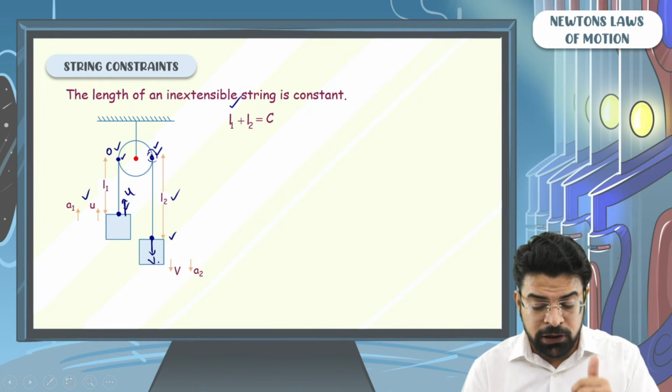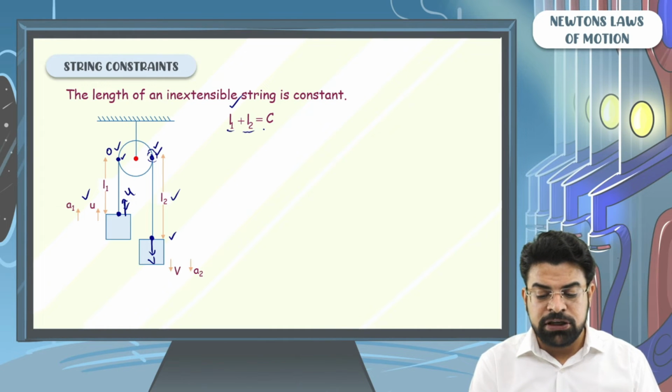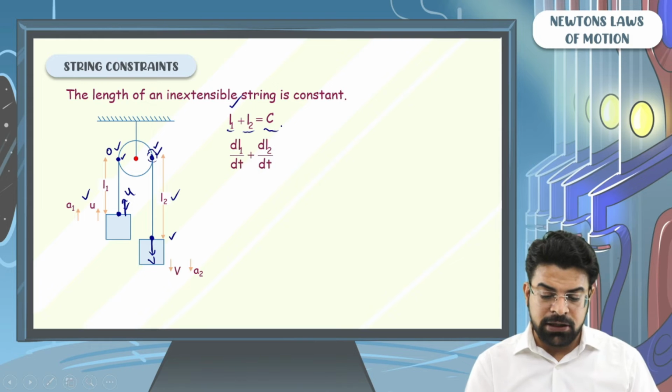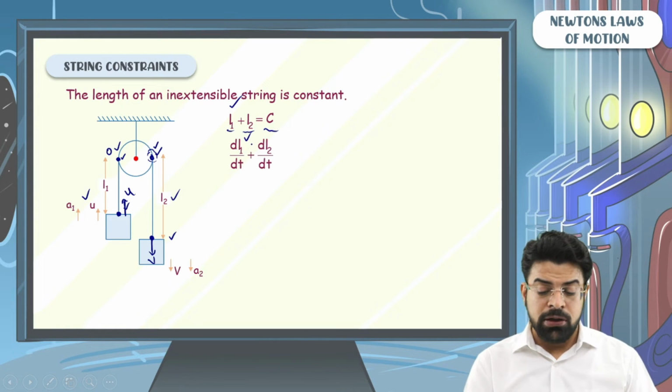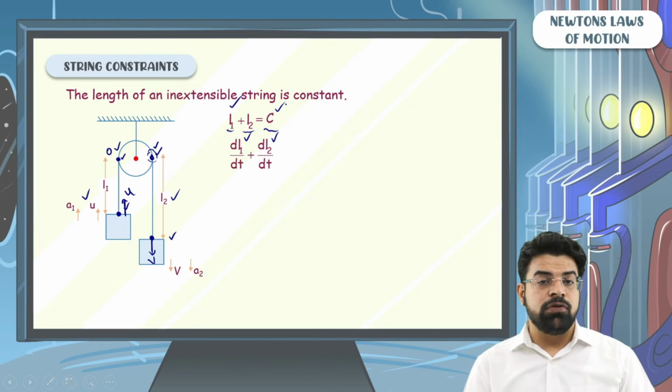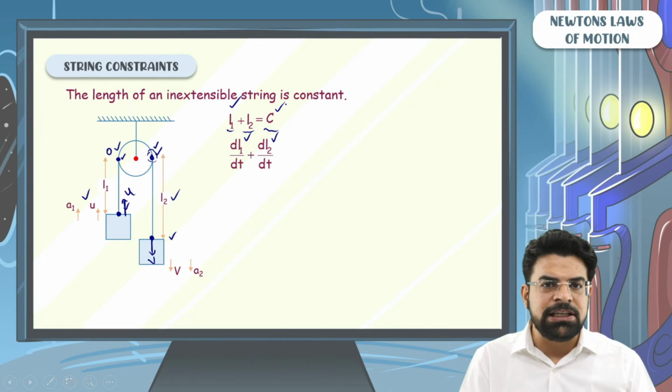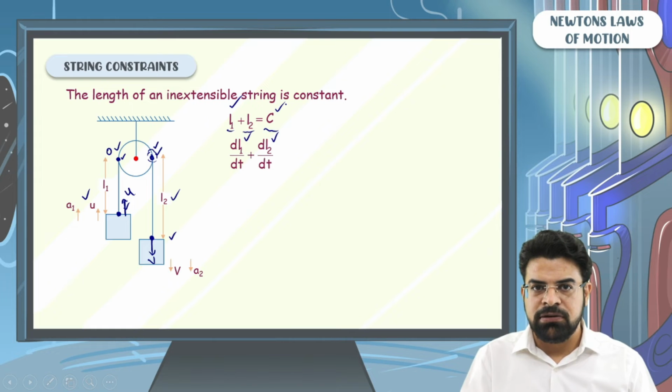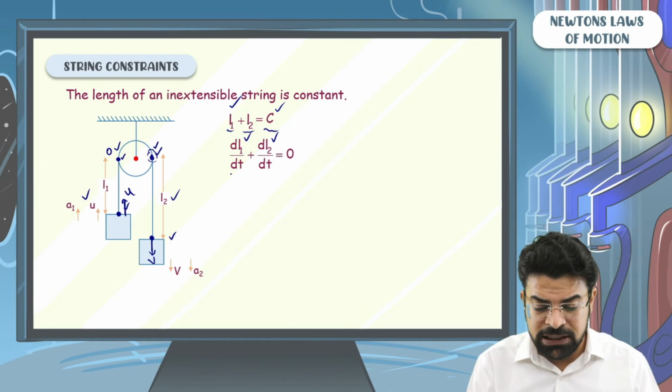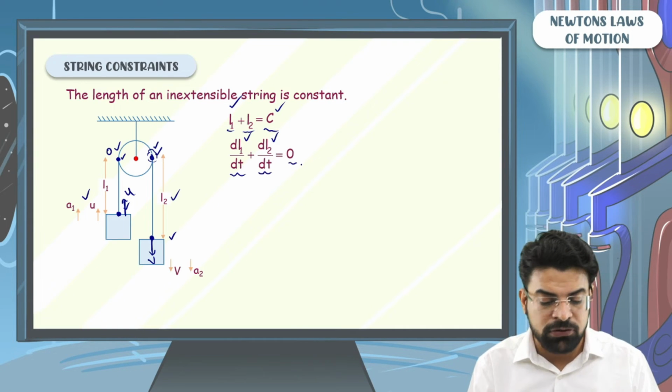Now let's go further. If we differentiate the equation both the side, we can say that the rate of change of length 1 with respect to time plus the rate of change of length 2 with respect to time equals the rate of change of constant with respect to time, and constant doesn't change with time. So the rate of change of constant with respect to time has to be 0. So we say dL1 by dt plus dL2 by dt equals 0.